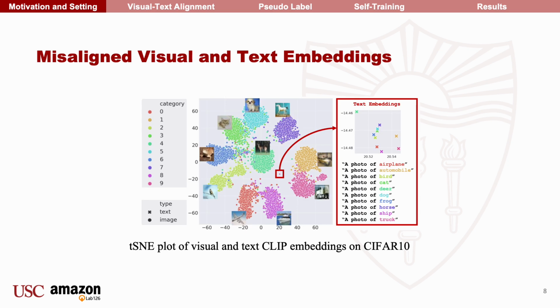Besides the gap in both text and visual domains, there are also misalignments between visual and text embeddings. As shown by the t-SNE plot of the ReCLIP visual and text embeddings on CIFAR10, the visual embeddings are clustered well, but the text embeddings are gathered together instead of locating at the center of each cluster. This phenomenon contradicts the assumption of a unified embedding space of ReCLIP, where text and visual embeddings from the same class should be close to each other.